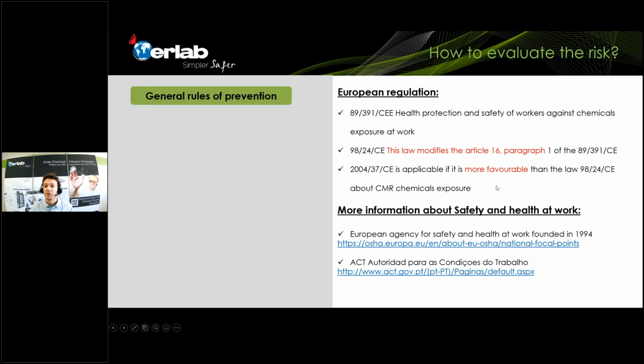General rules of prevention. How can you evaluate the risk, but what are the general rules of prevention for chemical hazards? Of course, the first thing that you have to think about is if we can avoid the risk, remove it. Remove the risk if possible. Don't leave a bottle open when you're not using a chemical. Close it and avoid the risk in general.